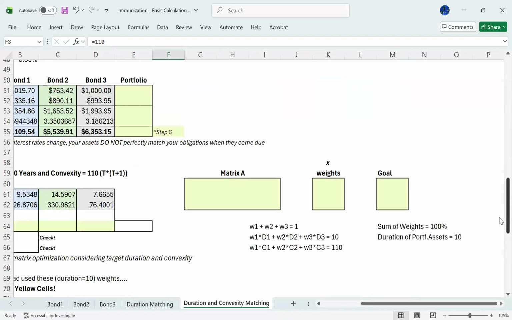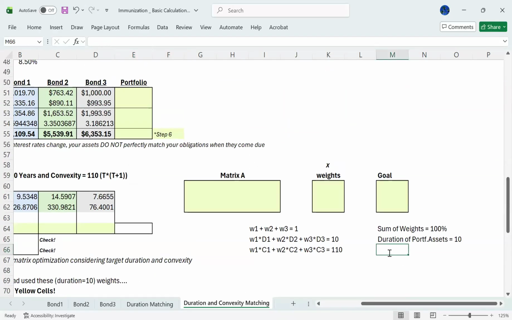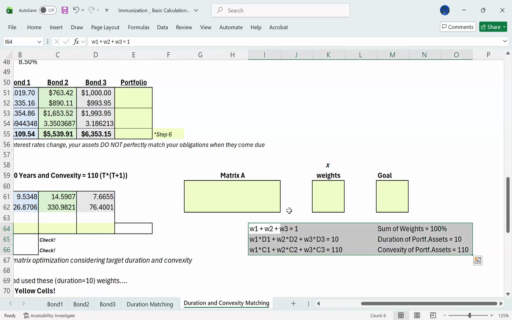So we have three equations. The convexity of the portfolio of assets has to be equal to 110. Later on, I'm going to use Solver, because if we can get that to be higher than 110, then it's ideal. Okay, and now we can convert this system of three equations and describe the system using matrices.